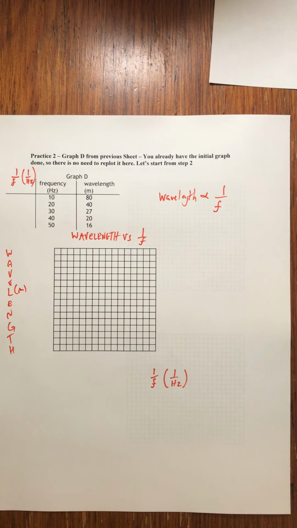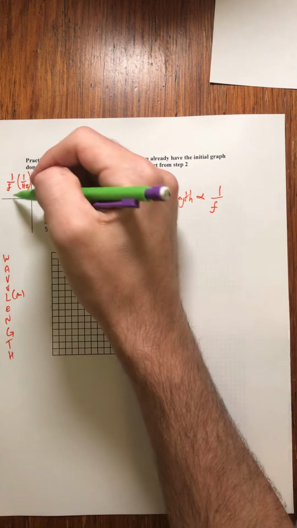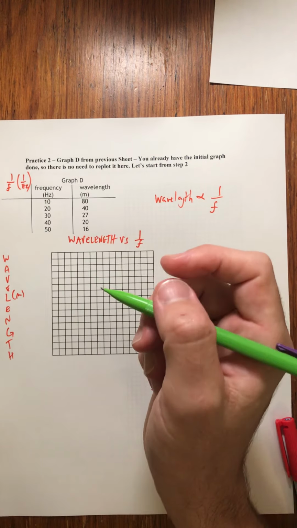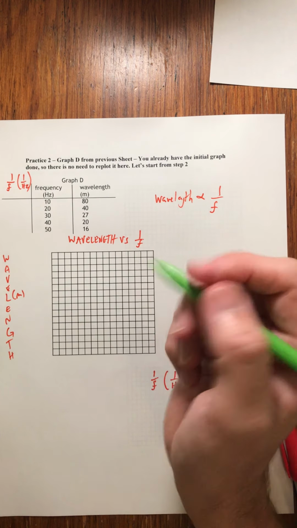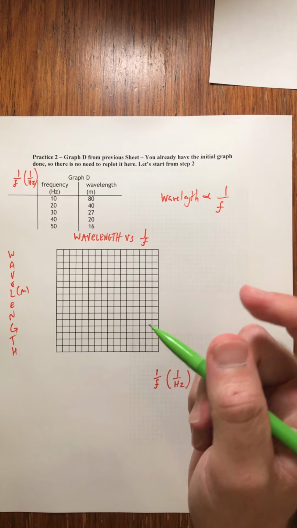And so now we need to generate our values. Now it's very tempting here, folks, to put in like 1 over 10, 1 over 20. But I can't do that because 1 over 10, 1 over 20, 1 over 30, 1 over 40, 1 over 50, those aren't evenly spaced. I need everything in decimals.